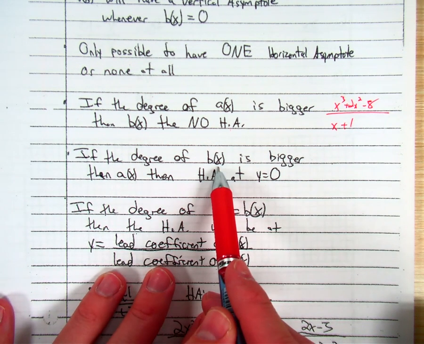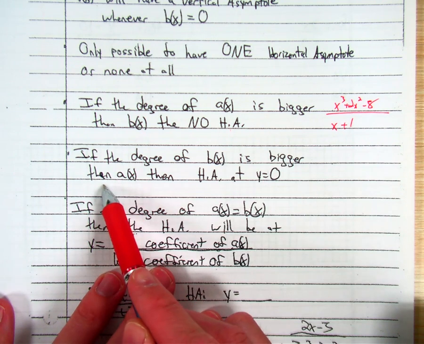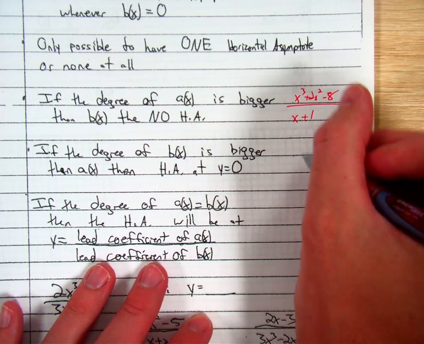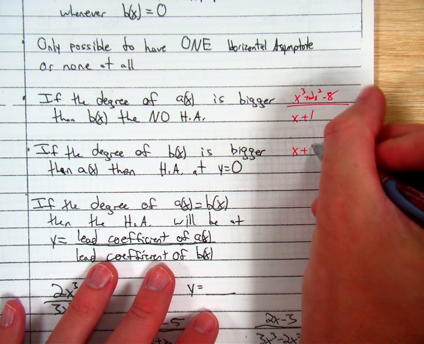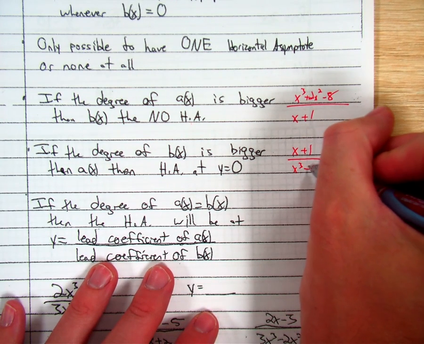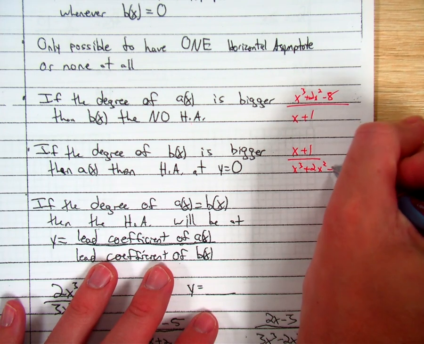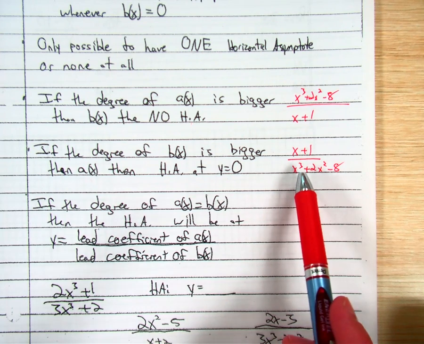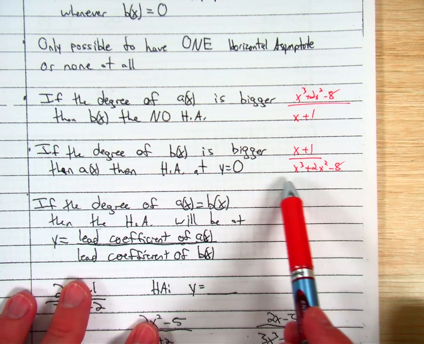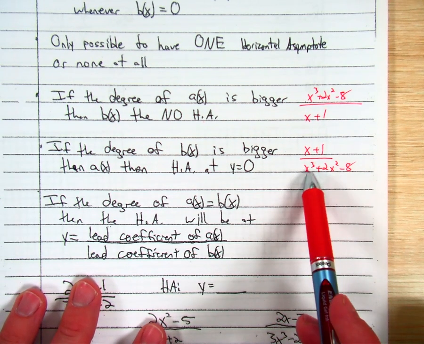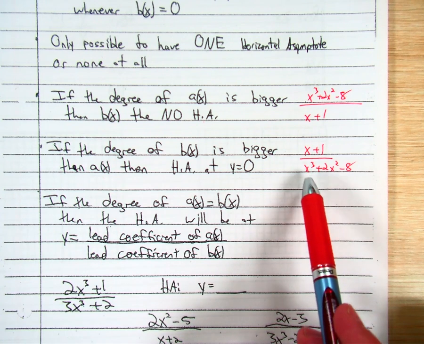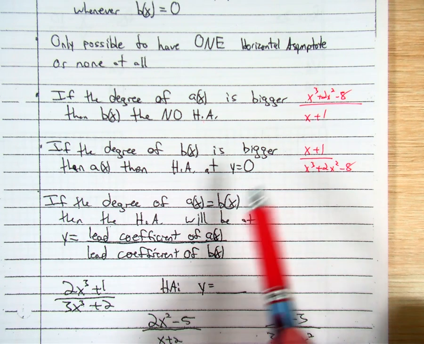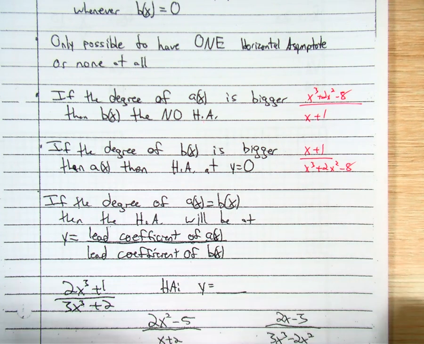If the degree on the bottom, b of x, is bigger than a of x, the HA, or horizontal asymptote, will be 0. Let's just say that was flipped. Now the x to the third is on the bottom, much bigger than x to the first. So when we have the bigger exponent on the bottom, the denominator is going to be growing faster. It's going to be getting bigger faster than the numerator is.